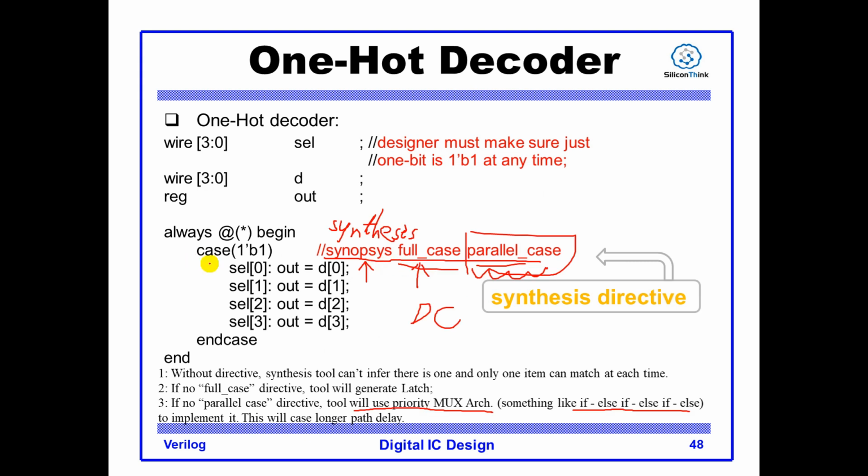And for this, you have to write a default. You have to write a default, then assign a value to out. This is okay. Then if you have written the default, you can omit the full case. Just write parallel case is okay.